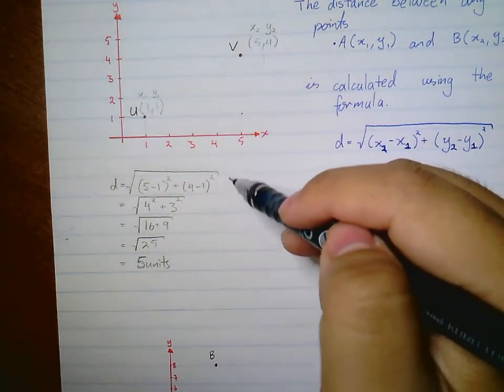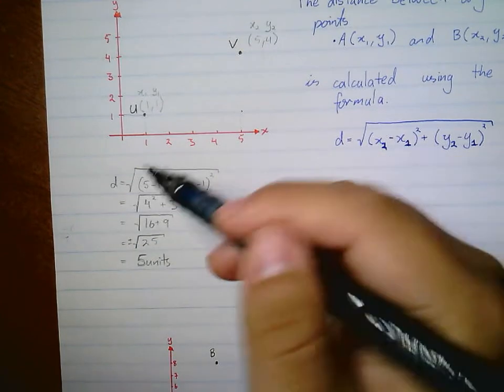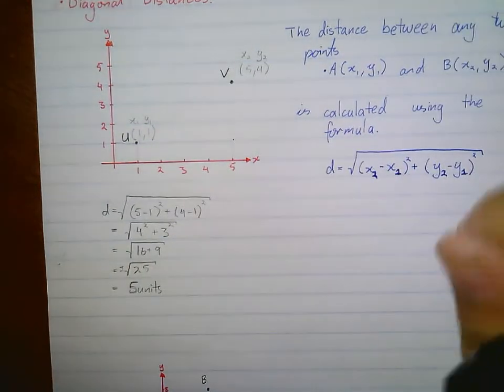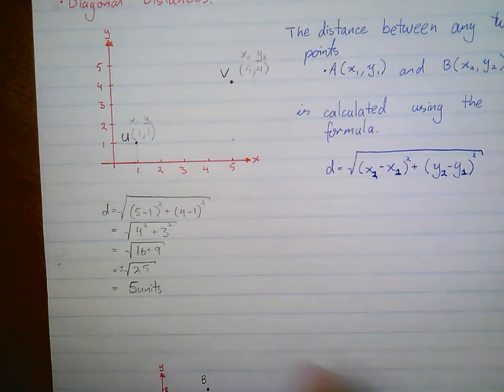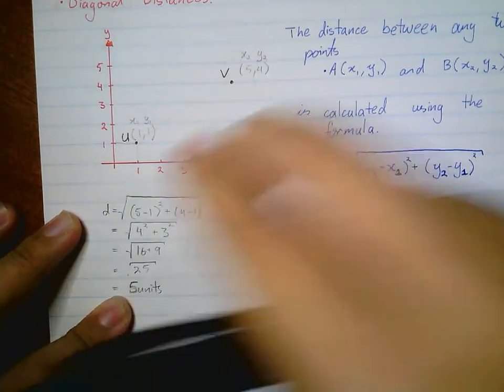Some students may also be wondering why it's not plus and minus 5. Okay, because when we are dealing with measurements such as distance, height, or time, there is no such thing as negative distance. So in this example, we only take the positive values of our answer. Okay, so let me rub that one out.